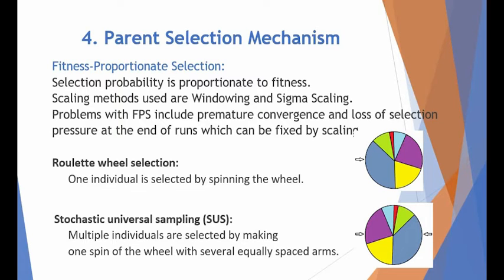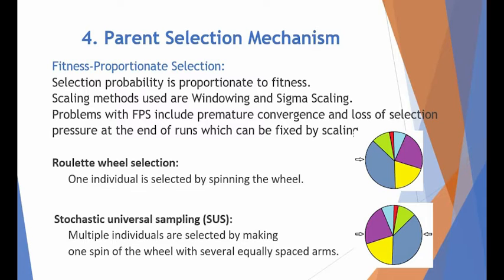Fitness proportionate selection. Selection probability is proportionate to fitness. Scaling methods used are windowing and sigma scaling. Problems with FPS include premature convergence and loss of selection pressure at the end of runs, which can be fixed by scaling. There are a few very famous methods of parent selection.